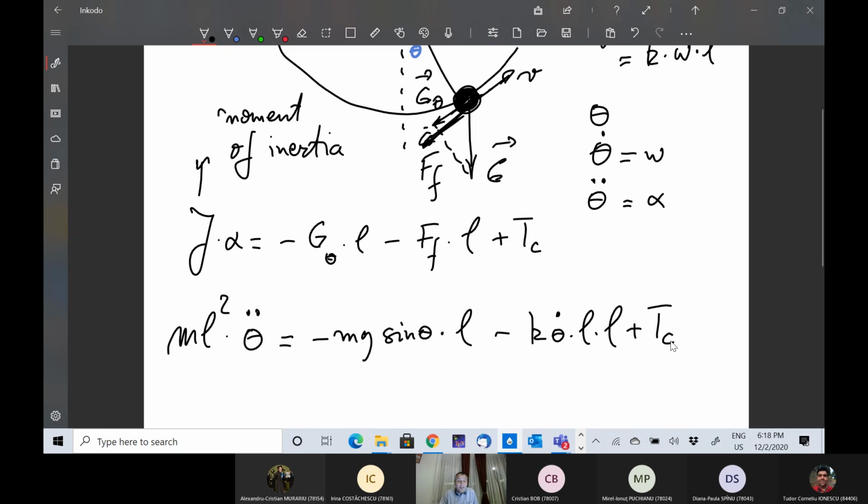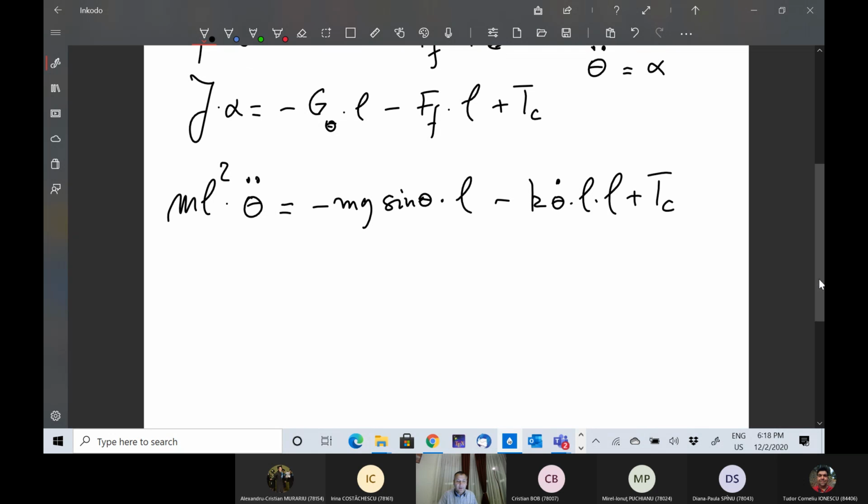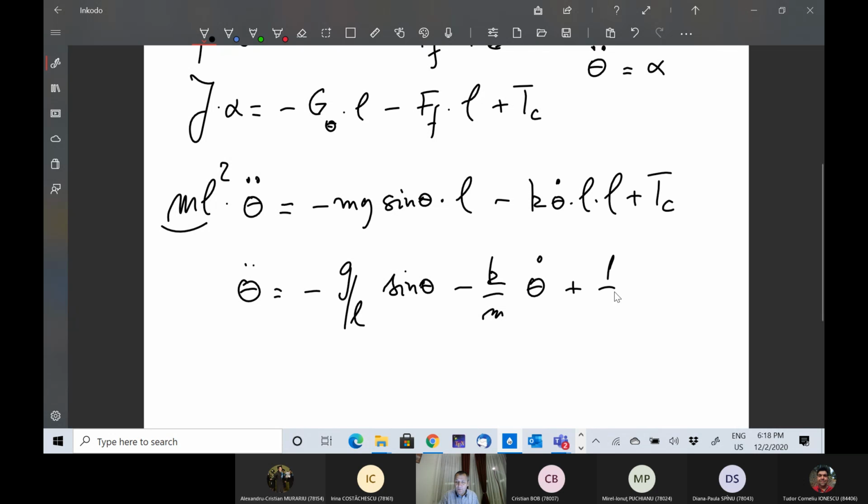You end up with a differential equation. If I now divide everything by m L squared, we get theta double dot equals minus g over L sin theta minus k over m theta dot plus 1 over m L squared times the control. And this is a forced differential equation of second order. The control is the force you put in.